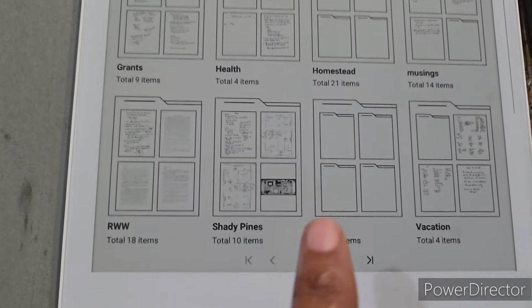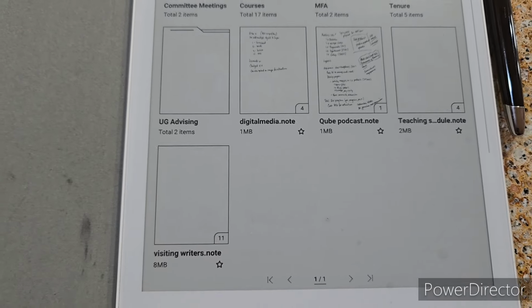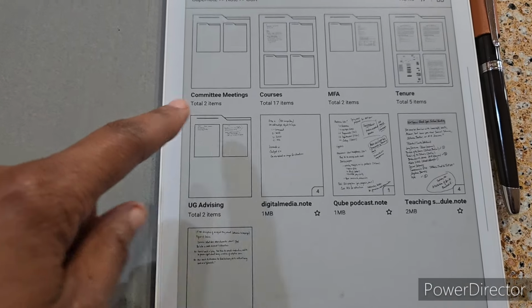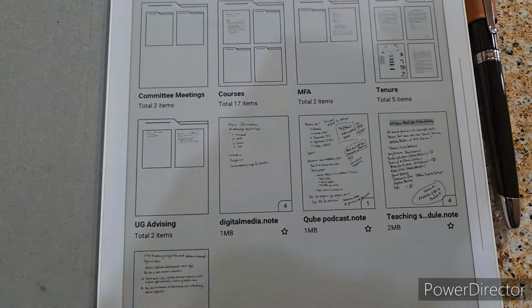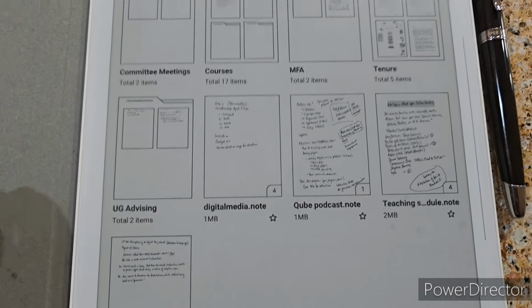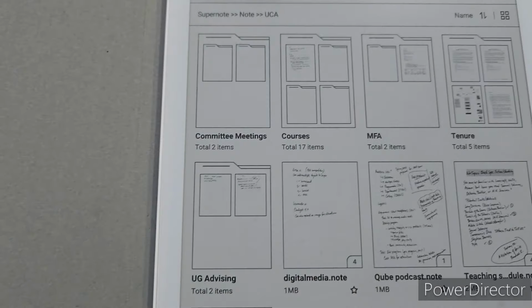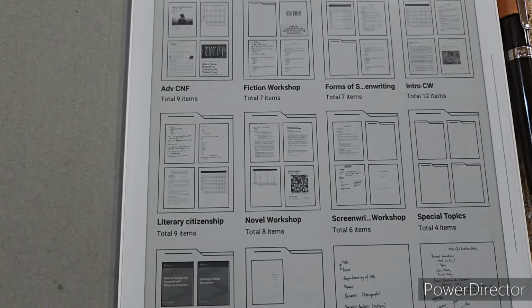But for work, I have the one UCA, which is where I work. I've got committee meetings, my courses, MFA, tenure stuff. I got tenure, yay. So all of this, the next important one then would be my courses. And so these are all the different courses that I teach.